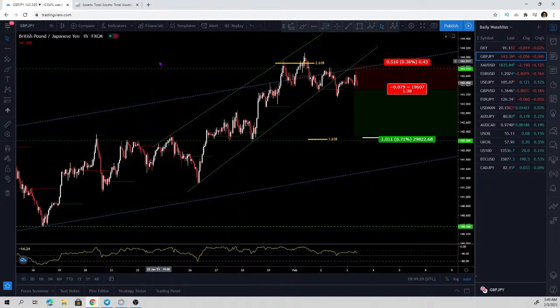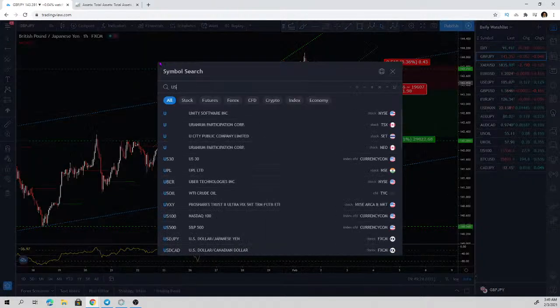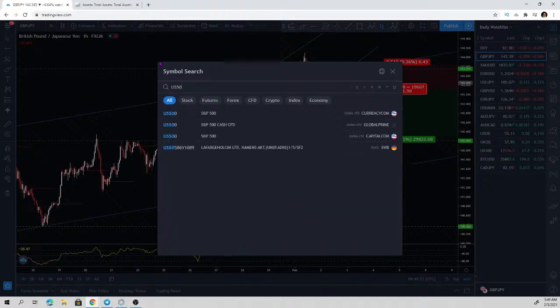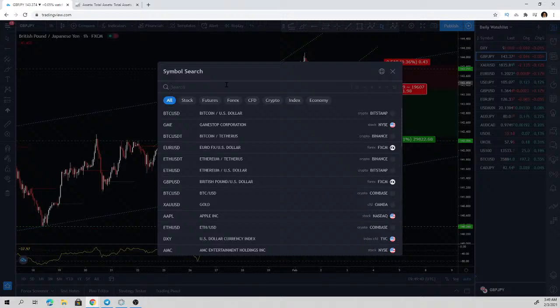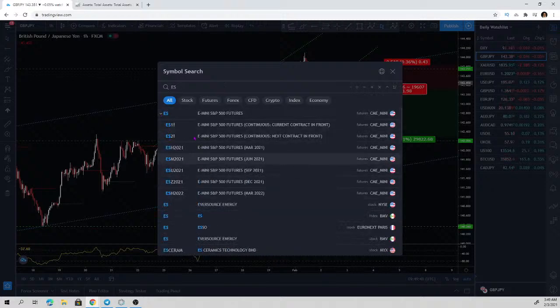What else? The S&P 500. All right, the S&P 500. You want to look at the actual E-mini futures? Yeah, let's look at the E-mini futures. I hope I can get that.